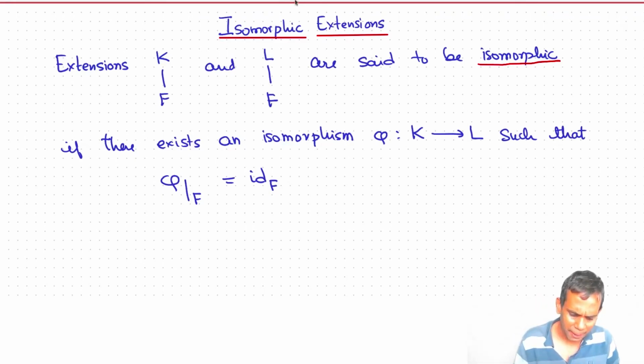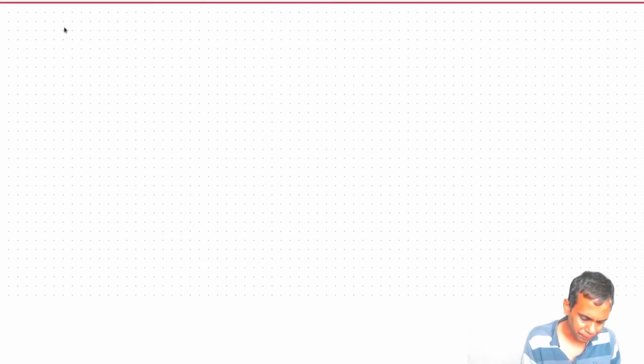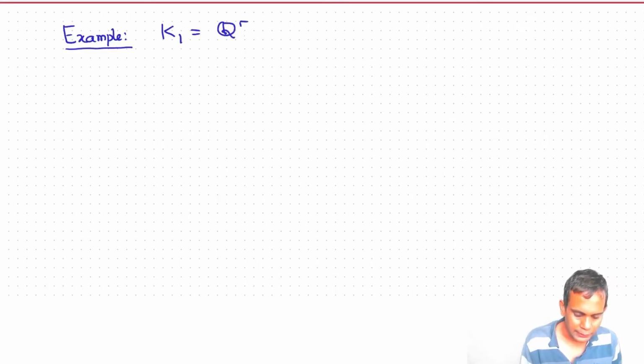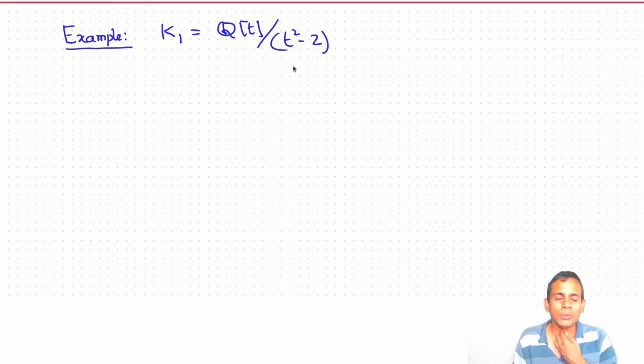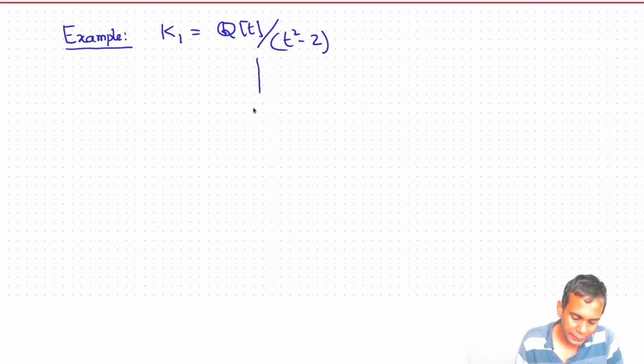Let's look at an example. Let's look at K1 equals Q[t] mod t squared minus 2. This we are familiar with. T squared minus 2 is an irreducible polynomial, and so this ideal (t squared minus 2) is a maximal ideal in Q[t], and so Q[t] mod t squared minus 2 is a field and it contains Q.